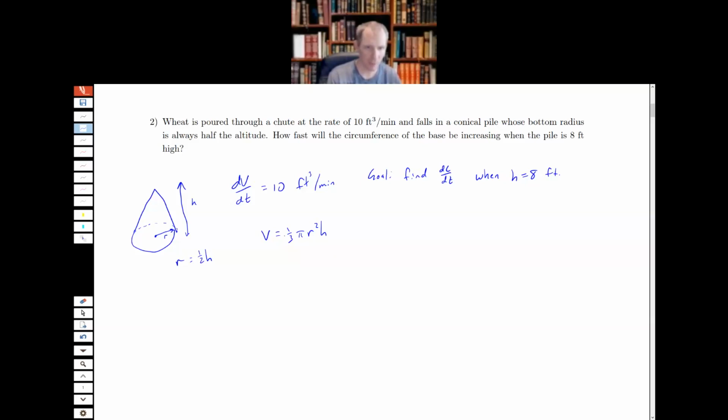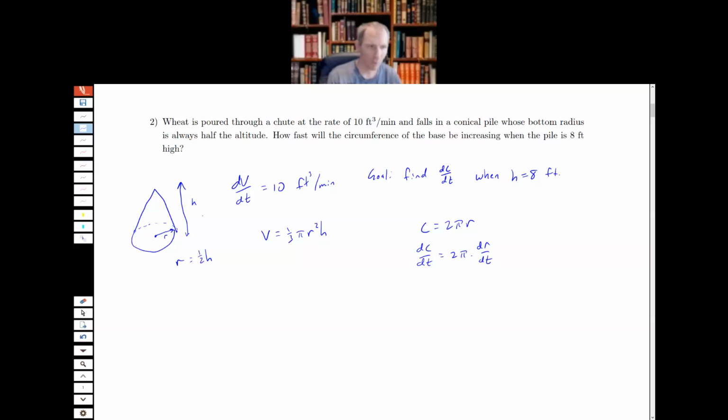I don't see C anywhere in here. So maybe what I want to do is ask, what does volume have to do with circumference? Well, let's look at circumference. For the base, circumference is 2 pi r. I could solve this for r and plug back in. Or another way to look at this is, if I differentiate this, dC/dt equals 2 pi times dr/dt. So if I know what dr/dt is, I can plug it in to get dC/dt.